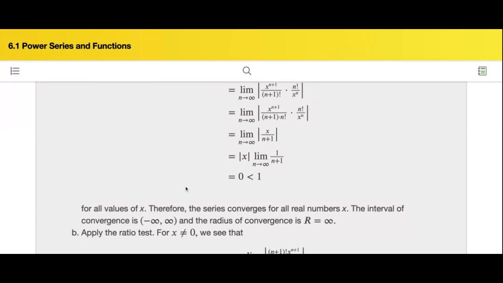So for all values of x, it doesn't matter what x is, as long as x is a finite number, and the limit is 0. So therefore, the series converges for all real numbers x. The interval of convergence is from negative infinity up to positive infinity. And the radius of convergence is infinity.